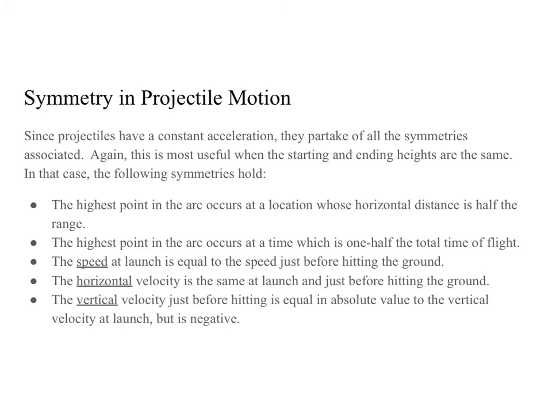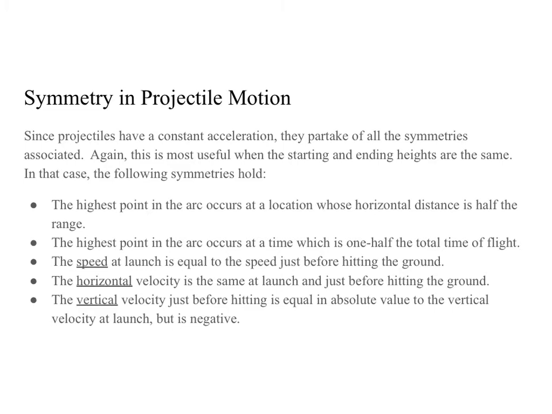All right. Since projectiles have a constant acceleration, they partake of all the symmetries associated with constant acceleration. This is most useful when the starting and ending heights are the same. And in that case, the following symmetries hold. Notice there are at least 5 of them. The highest point in the arc occurs at a location whose horizontal distance is half the total range. The highest point in the arc occurs at a time which is 1/2 the total time of flight. Those are both useful. You're at your highest point when you're halfway to your furthest distance and when it's half as long to the furthest distance.